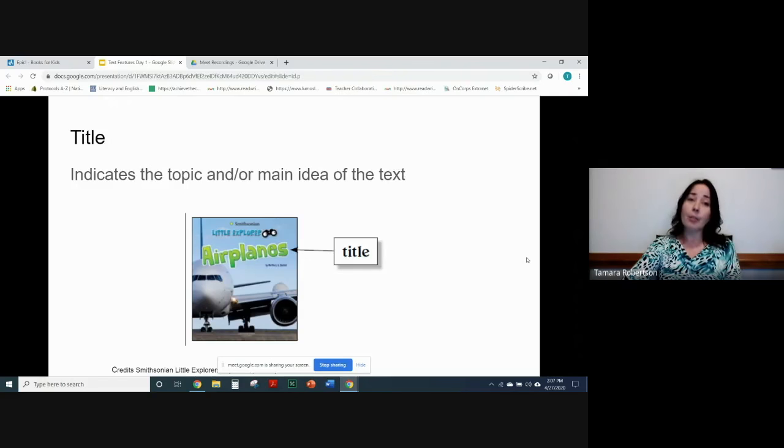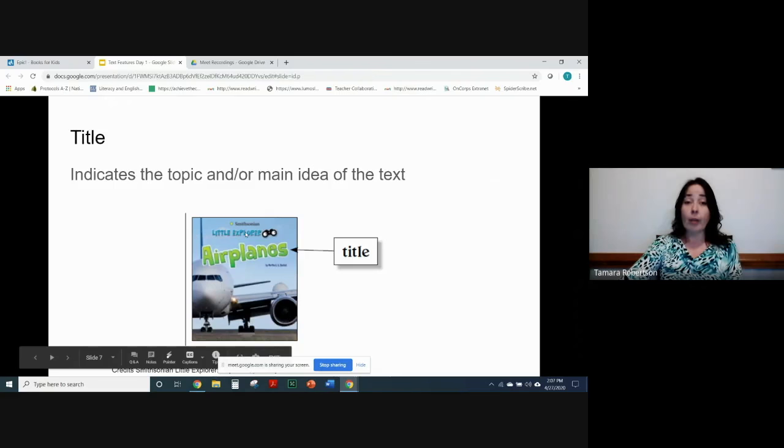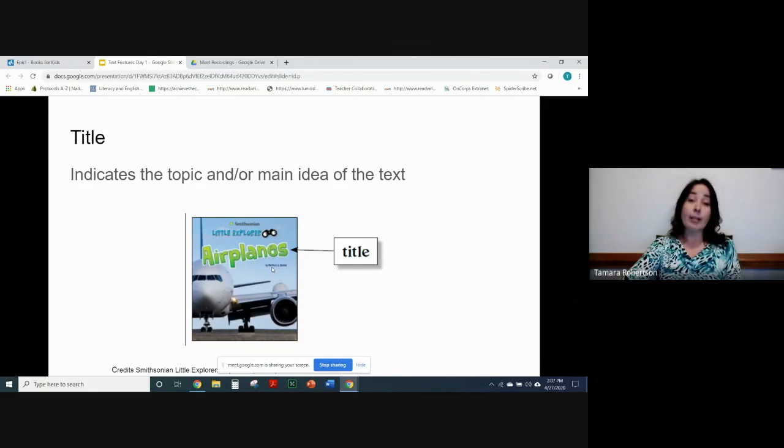Now, the title of a book indicates the topic or the main idea of the text. The title is going to be found on the book's cover and also on the cover page. So in this example of this book, the title is Airplanes. So that tells me this book is going to be about airplanes.